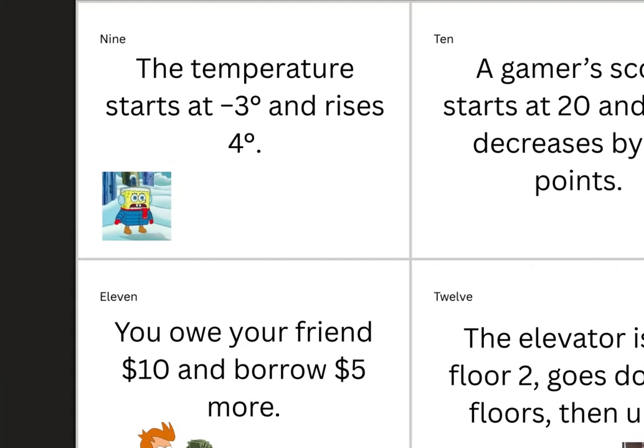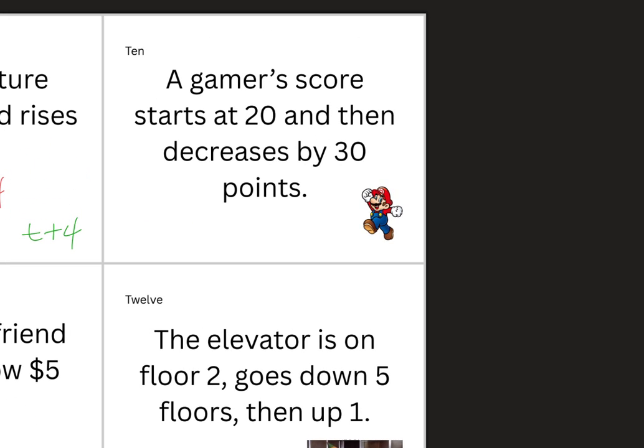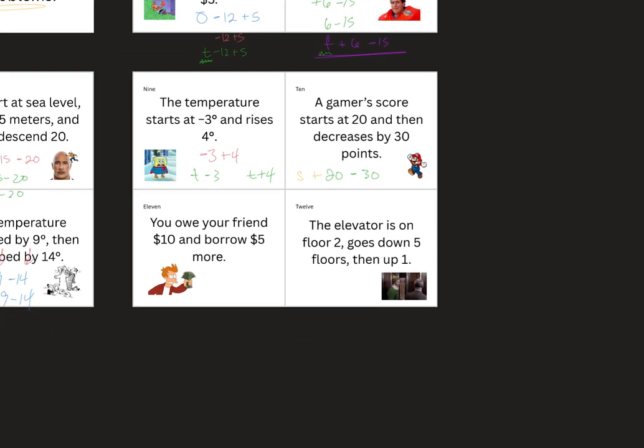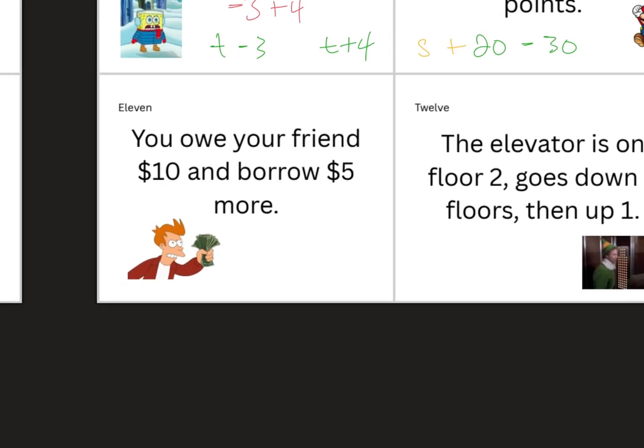The temperature starts at -3 and rises 4. Maybe the temperature just goes down 3. Maybe the temperature just goes up 4. A gamer's score starts at 20 and then decreases by 30 points. Well, maybe they had a score before that, or maybe they didn't. Anyway, the algebraic portion of this is pretty kind of up in the air. It depends on how you want to write it.